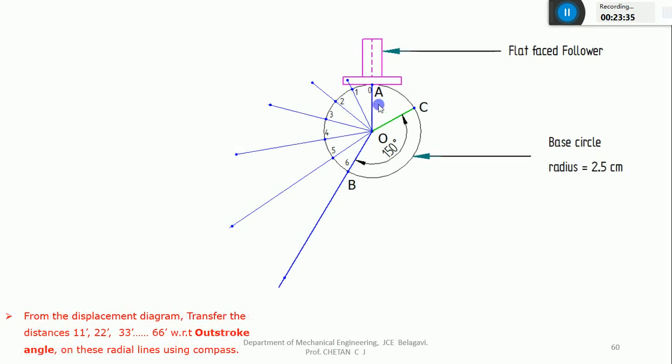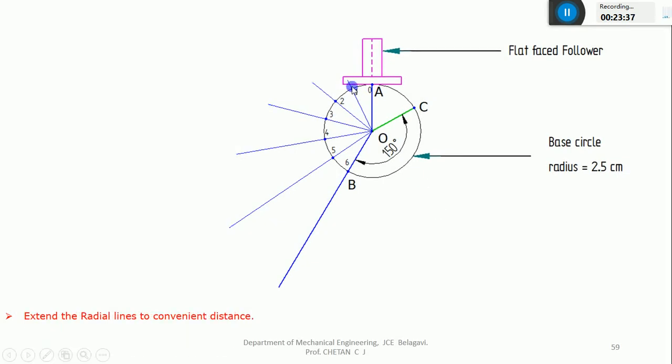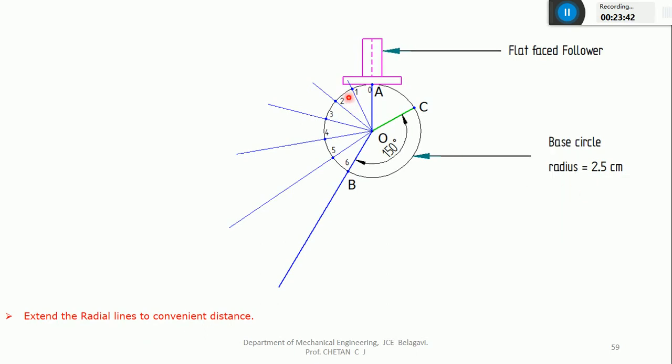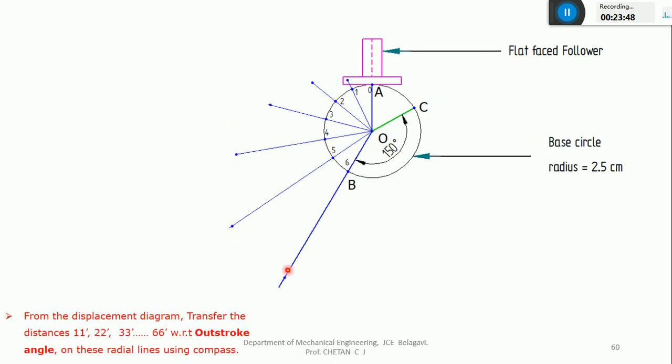Yeah. So after that, just draw the arcs, and these arcs will intersect these radial lines at certain points. I can indicate them as 1 dash, 2 dash, 3 dash, 4 dash, 5 dash, and 6 dash. Okay, so you got 6 points. And after this, I'll continue with the written stroke. The written stroke is also 150.